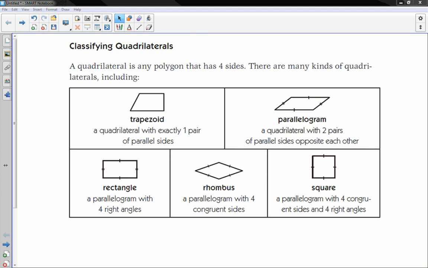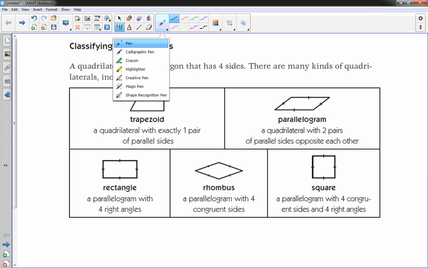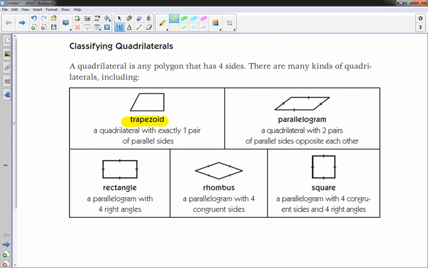Classifying quadrilaterals. A quadrilateral is any polygon that has 4 sides. There are many kinds of quadrilaterals. So let's look at the first one here. Get my highlighter. Trapezoid. A trapezoid is a quadrilateral with exactly one pair of parallel sides.